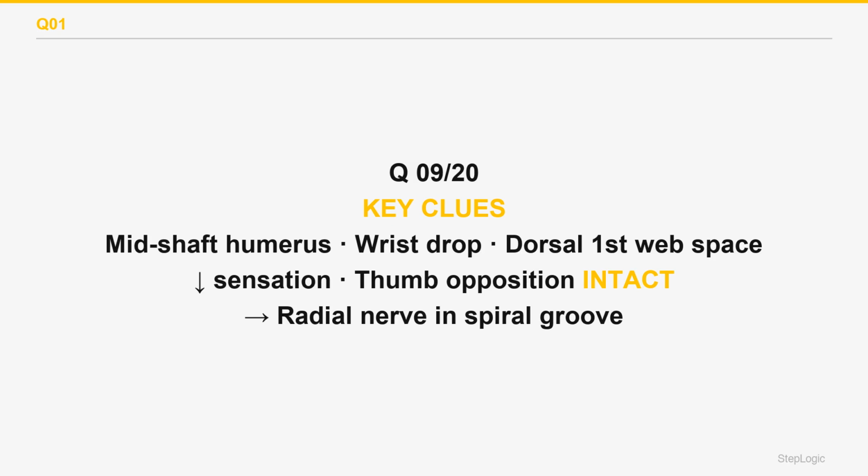Thumb opposition, choice A. Territory, median nerve, is intact, ruling out median nerve injury. Grip strength is preserved because finger flexors are median and ulnar.